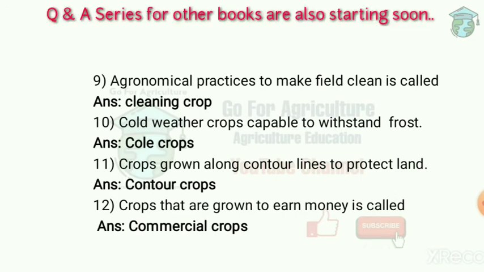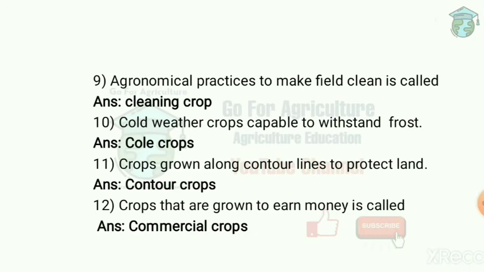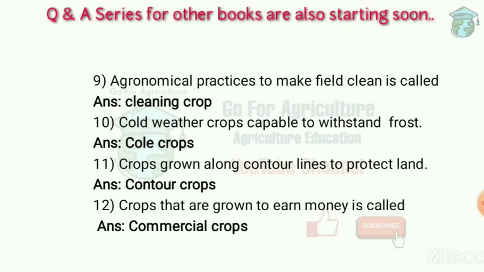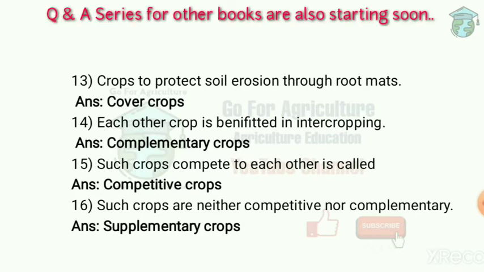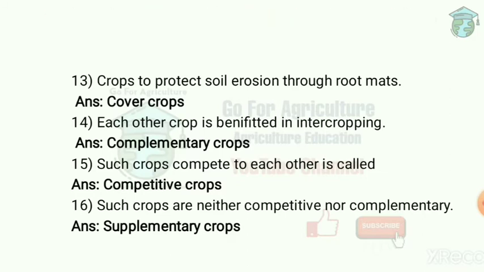Crops that are grown to earn money are called commercial crops. Generally commercial means to commercialize. To earn money, the crops that are grown are cotton, sugarcane and jute. So cash crops are certainly commercial crops. Crops that are used to protect soil from erosion through root mats are called cover crops. Cover crops protect the soil surface from erosion. Root mat is ground covering foliage. Example is groundnut, lobia. These are the cover crops that protect soil surface from erosion.